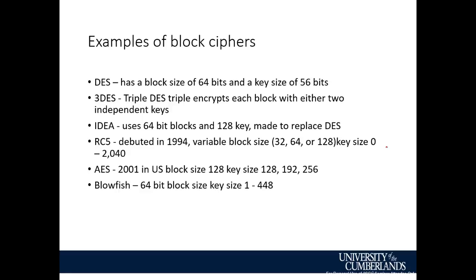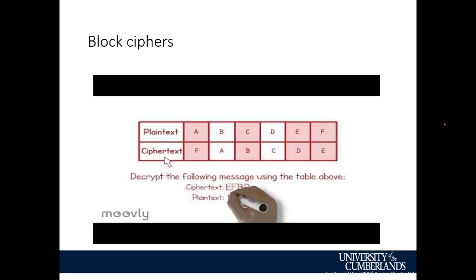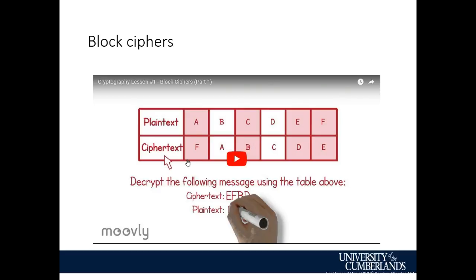And the key size, look at that, goes from 0 to 2040. AES, which was developed in 2001, uses a block size of 128 and a key size of 128, 192, or 256. And then Blowfish is 64-bit, and it has variable key sizes of 1 to 448. So here's a short video of using the block cipher.